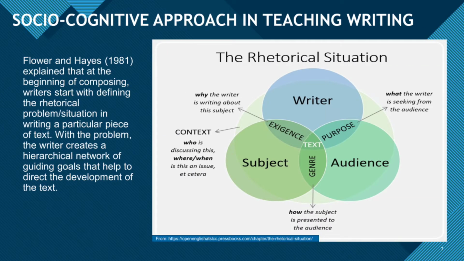Another under socio-cognitive approach in teaching writing, Flower and Hayes explained that at the beginning of composing, writers start with defining the rhetorical situation or problem in writing a particular piece of text. With a problem, the writer creates a hierarchical network of guiding goals that help to direct the development of the text. The rhetorical situation guides writers to have a sound and effective writing.